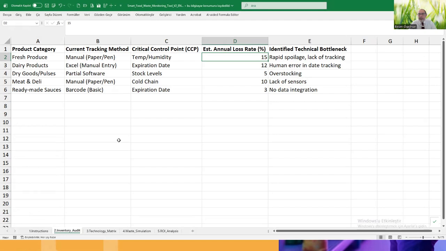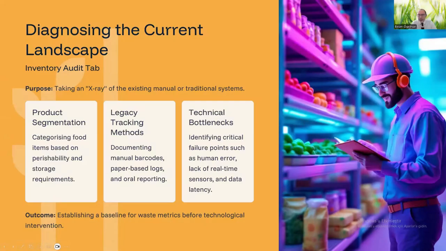As you see, this is our current state. Are we using paper records or simple manual entries? At this point, we make concrete the technical bottlenecks created by manual systems. For example, data entries prone to human error, cold chain breaches due to lack of sensors, and tracking vulnerabilities. These tabs show with data which product group is in urgent need of technological intervention. We cannot choose the right technological treatment without a correct diagnosis. Therefore, the accuracy of every data point here will determine the success of the entire system.